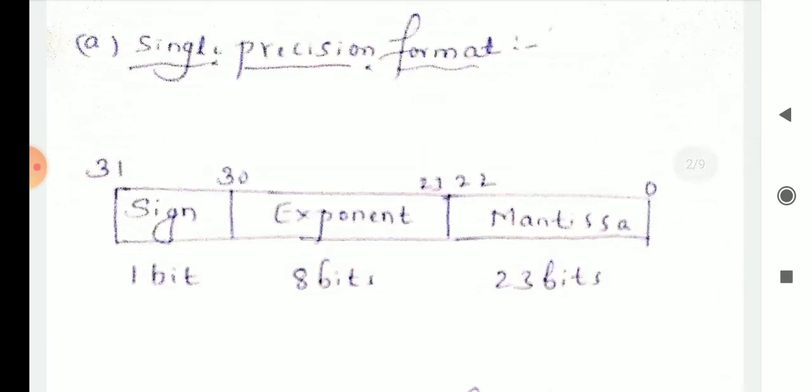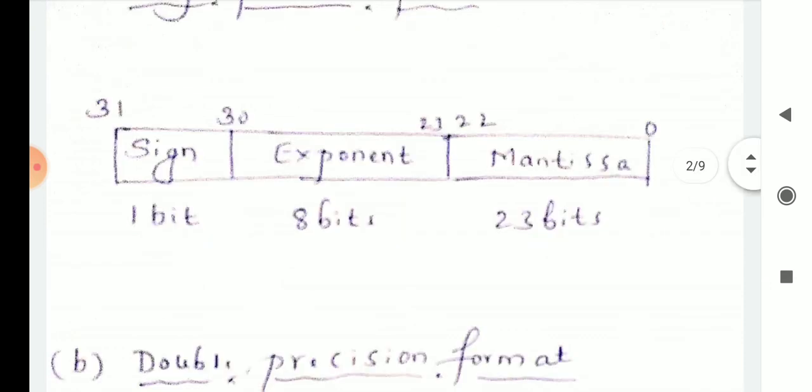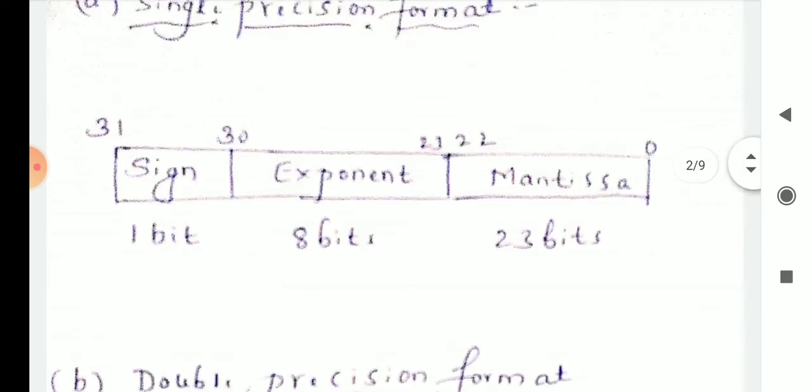Single precision format, so bits 0 to 31. It is divided into three parts. First one is the sign, second one is the exponent, third one is the mantissa. In sign you can represent one bit, only one bit. Exponent you can represent 8 bits. Mantissa you can represent 23 bits. So you have to remember these bits.